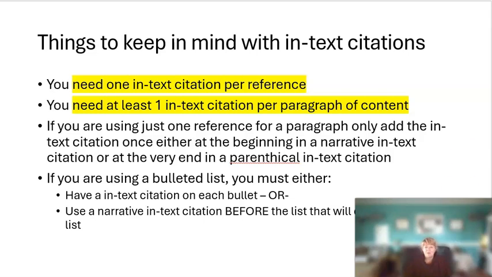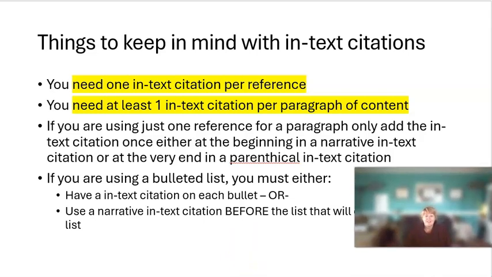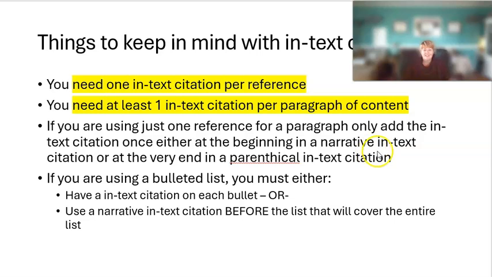If you are using just one reference for a paragraph, only add the in-text citation once, either at the beginning in a narrative in-text citation or at the end in a parenthetical. If you are using a bulleted list, you must either have an in-text citation on each bullet or use a narrative in-text citation before the list that will cover the entire list.